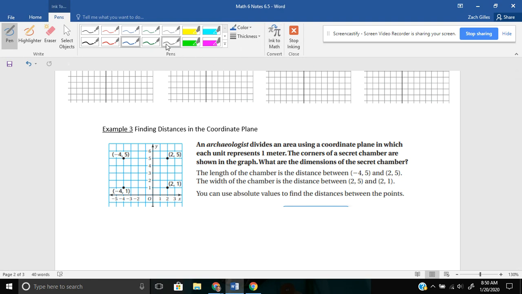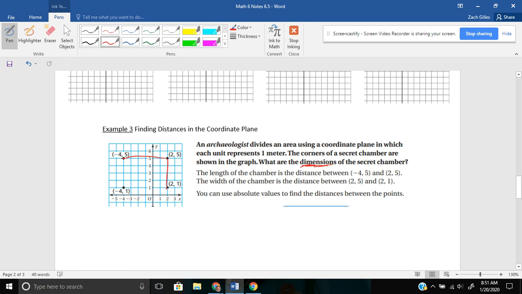So it wants us to find dimensions. That would be like how far or how long each side of this secret chamber is. So the length of the chamber is the distance between negative 4, 5 and 2, 5 right there. And the width is the distance between 2, 5 and 2, 1. So right here. You can use absolute values to find the distances between the points.